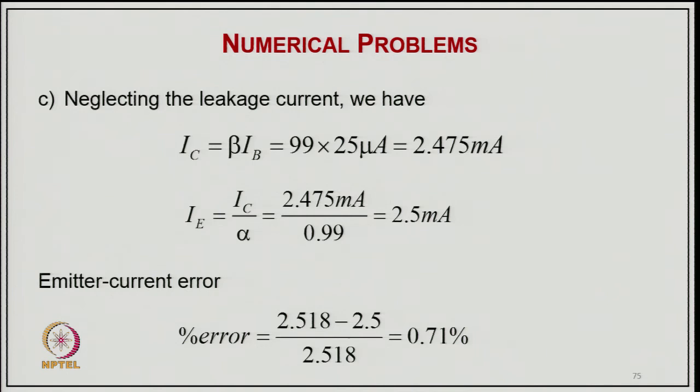So, neglecting the leakage current, we can say IC equal to beta IB, that is 99 into 25 microampere. So, it becomes 2.475 milliampere, and IE will be IC upon alpha. So, it becomes 2.475 milliampere divided by 0.99. So, it comes 2.5 milliampere, and emitter current error will be typically 2.518 minus 2.5 divided by 2.518. So, its error comes 0.71% only.